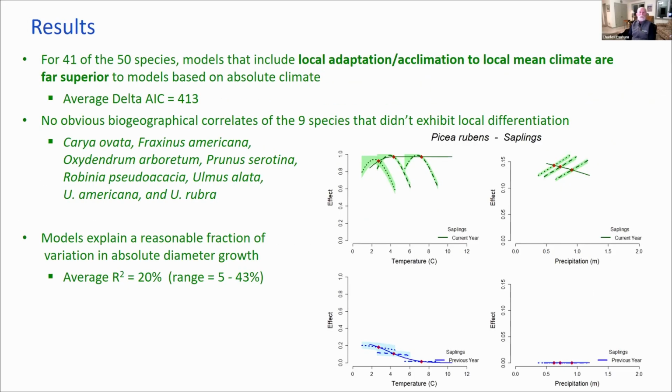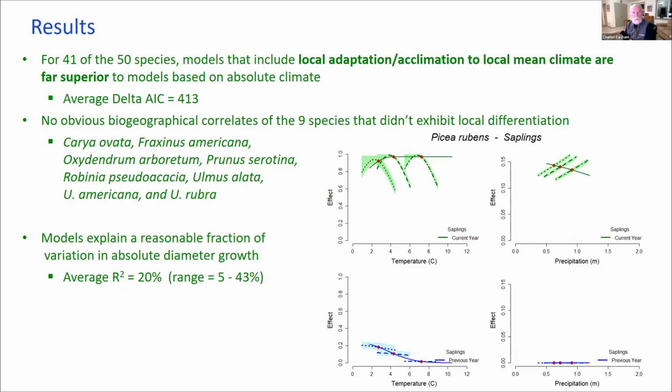Here is just a quick summary of the results. As with Chris, I don't have nearly as many figures to look at, but way too many to go through. For 41 of the 50 species, models that do include this local adaptation acclimation are far superior to models based on absolute climate. I actually think it's probably just data availability that we don't see it in the other 9 species because I can't see any obvious correlates. And the models explain a reasonable fraction of the variation in absolute growth.